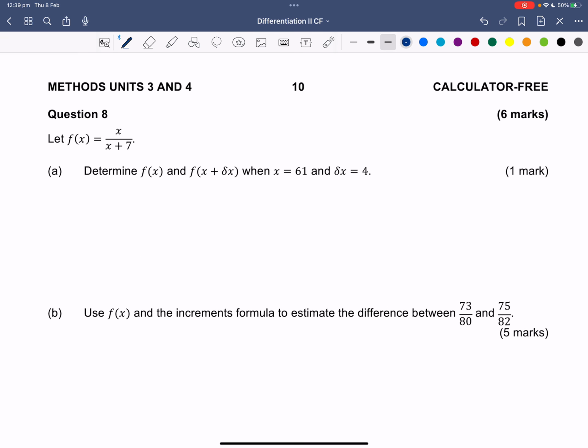All right, carrying on with the differentiation assessment by topic calc free. All right, question 8. This is a tricky question, all right? It would be really good if you pause at this point and try it by yourself, okay? Pause and try it by yourself. It is a tricky question.